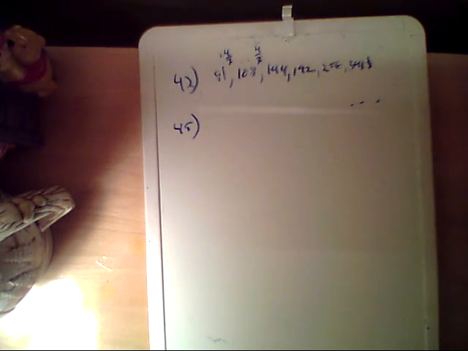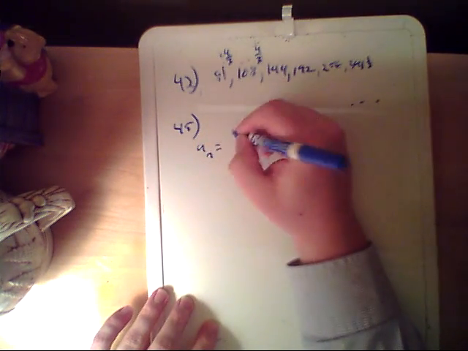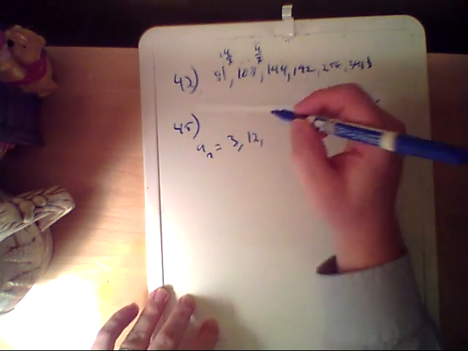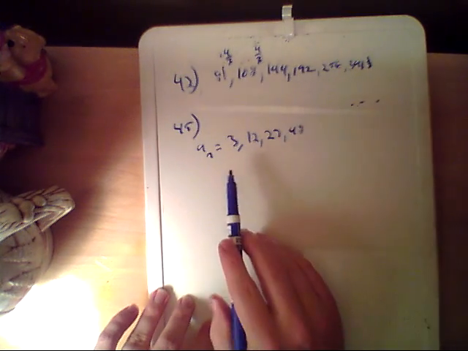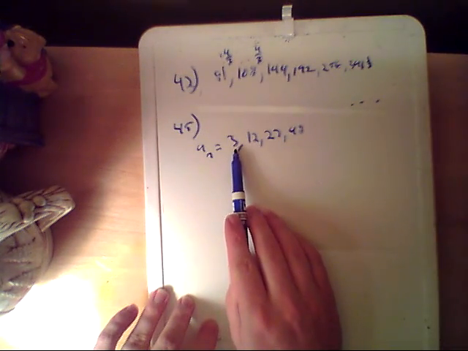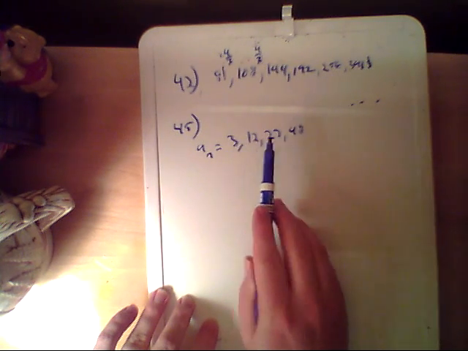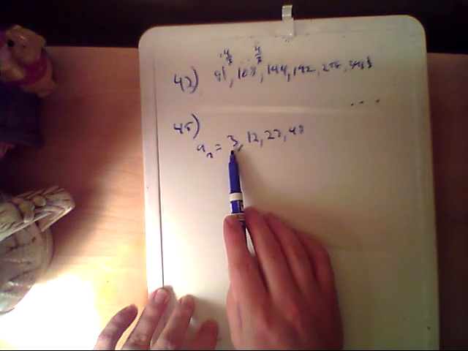Determine whether each sequence is arithmetic, geometric, or neither. Explain your reasoning. So 45, we got 3, 12, 27, 48. A sub n equals 3, 12, 27, 48. If it's arithmetic, there'll be a common difference here. So 3 plus 9, the difference here is 9. 12 plus 9 is not 27, so it's not arithmetic.